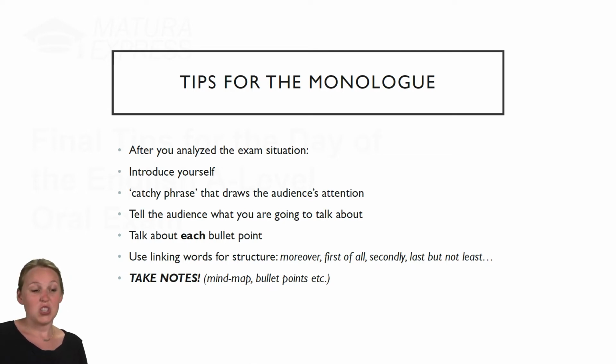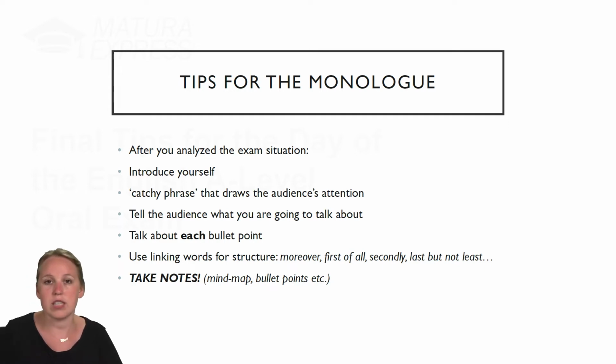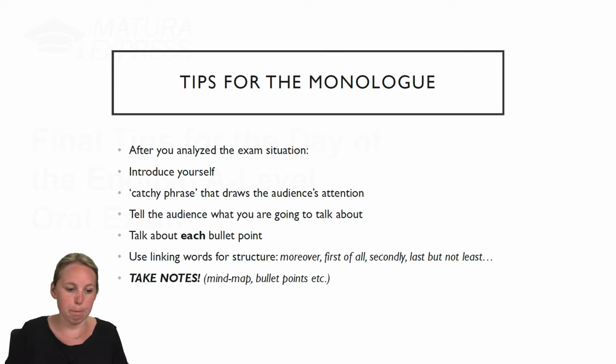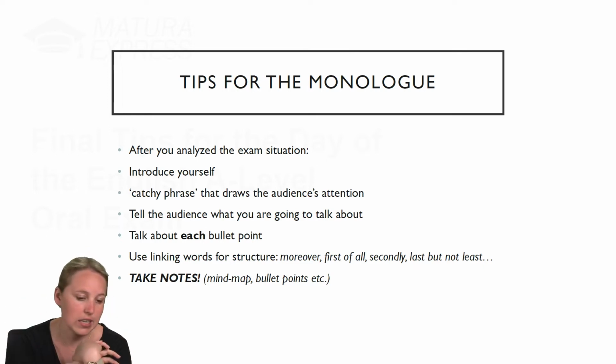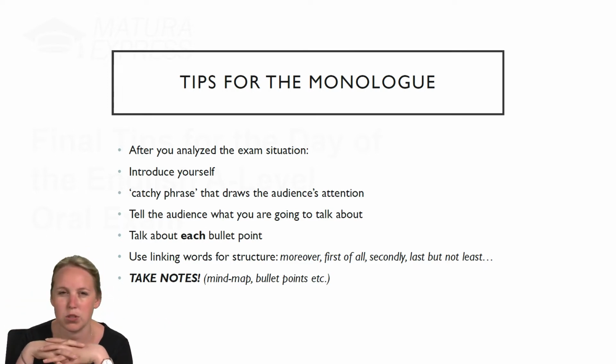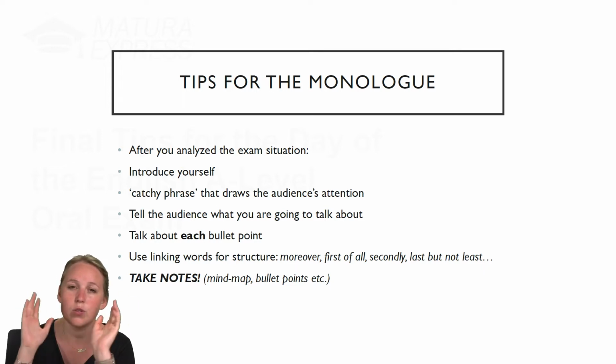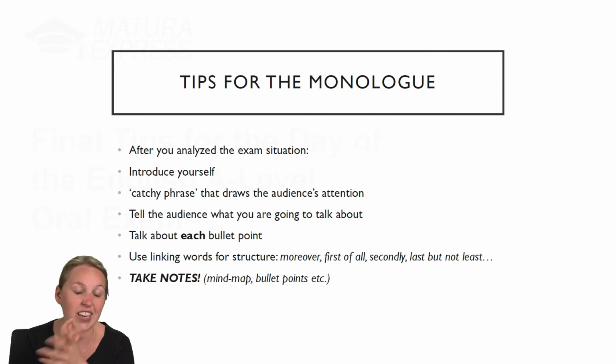And then the next tip, talk about each bullet point. I know it seems like a stupid tip, but sometimes people forget that. You have to talk about all the points, yeah? Because then the task is fulfilled, because you talked about all the 3 bullet points. And also a good tip, use linking words for the structure. It's very important that you structure your monologue, otherwise it's unclear for the audience to follow. So use linking words like first of all, secondly, furthermore, moreover, last but not least. There are thousands of linking words. Of course, you don't have to use all of them, but maybe pick 5 that you really like and use them. Especially when you are practicing a monologue, try to use them all the time.